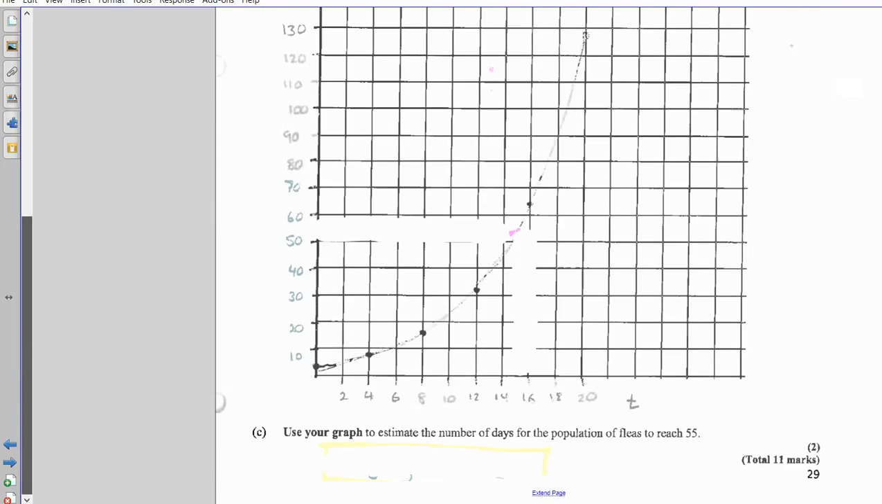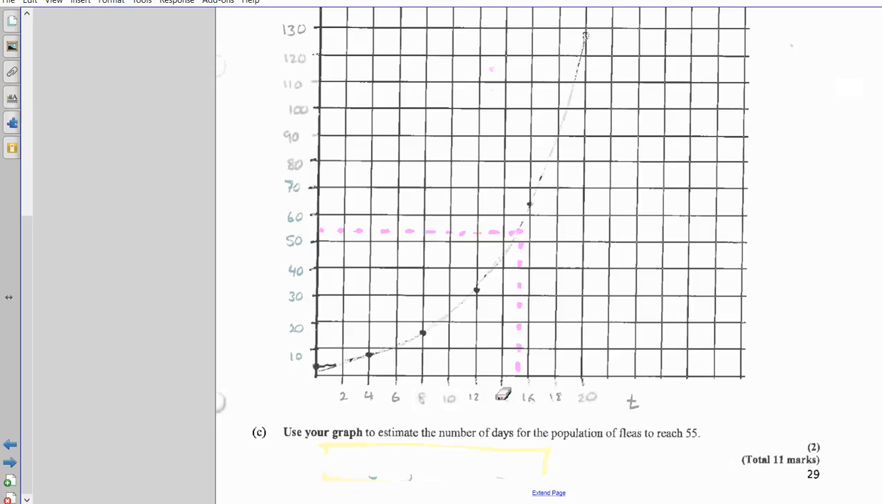So use your graph to estimate the number of days for the population of fleas to reach 55. So population of fleas is here, number of days is here. So population of fleas being 55, it's just right in between 50 and 60, isn't it? Right there. So do a dot, dot, dot, make sure to show your dot, dot, dot, hit the graph and then read down. Well, how many days is that? What would you say? Roughly 15 days. So that's an example of just some basic graphing ones, which you might have been okay with, but it's always good to do a little practice of that, just in case you're not.